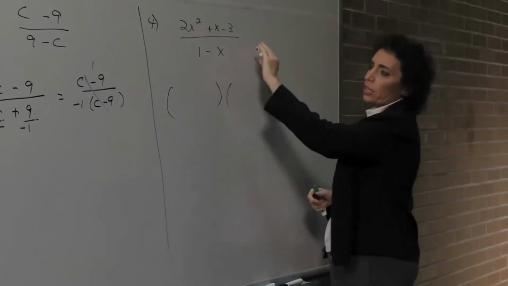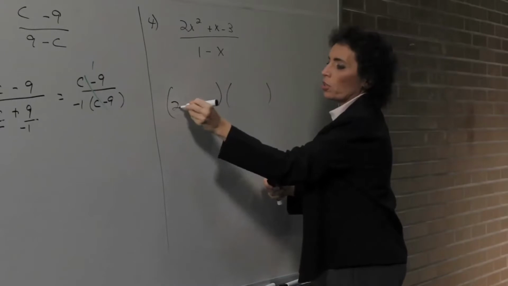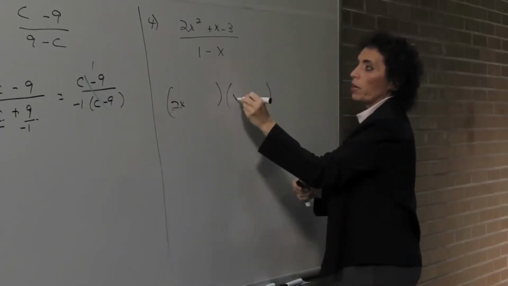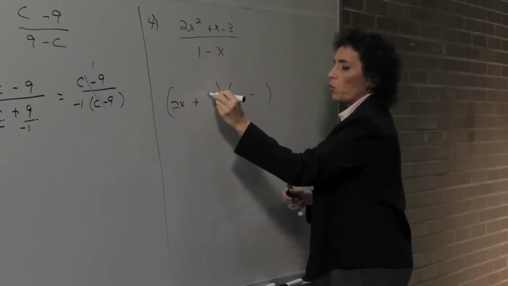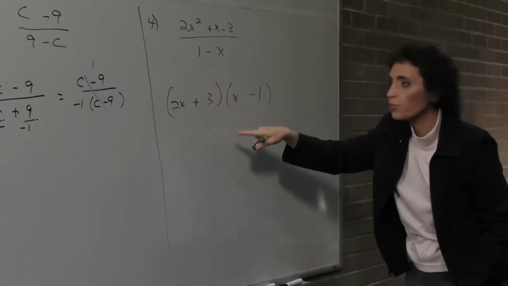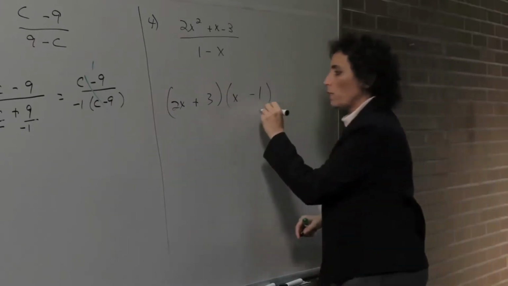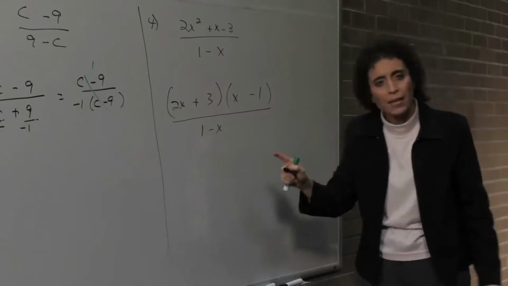Okay, it's in standard form. Leading term is positive. We're factoring so we can reduce. 2x can only be 2x. 2x squared can only be 2x and x. Signs are different. 3 could only be 3 and 1. That's a positive 3x, a negative 2x. That'll work. Now, if I put the 1 minus x there, you may be able to see this.